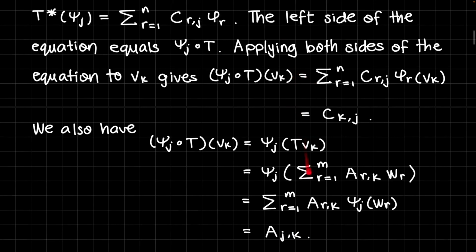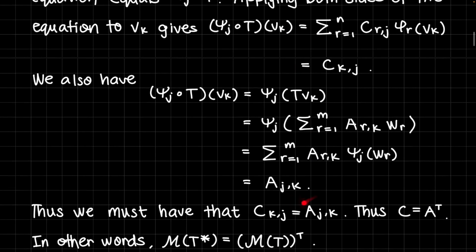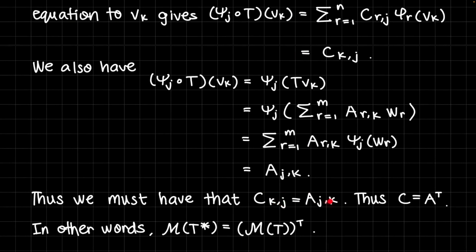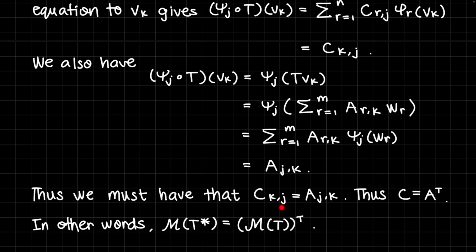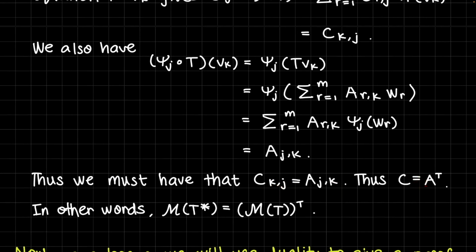And since both these expansions are equal, a_jk must be equal to c_kj. Or in other words, c_kj equals a_jk. That means that C is just A transpose, because when you transpose, the rows become columns and vice versa. So in C, when you transpose A, the k index for the column becomes the k index of the row, and similarly for the j, and we end up with c_kj. So indeed we have C is equal to A transpose. But what is C? C is the matrix of T star, and A is the matrix of T. So we have matrix of T star equals matrix of T transpose.